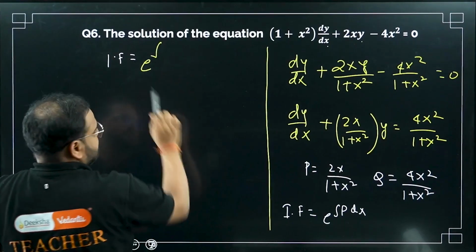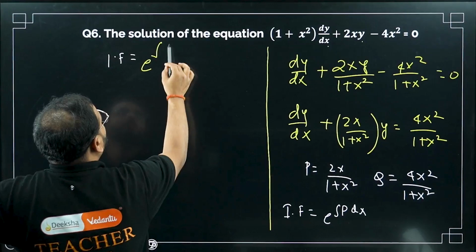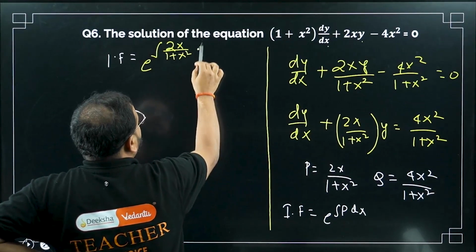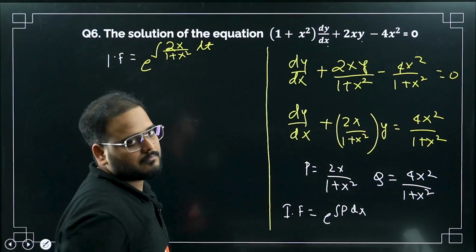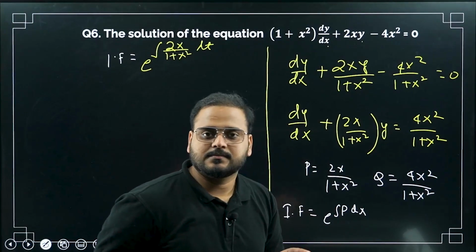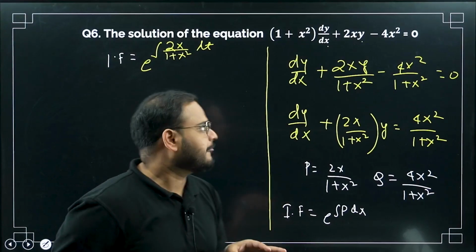Give me some space, sir. I've given it 2x upon 1 plus x square dx, sir. Okay, now I can write that direct answer as log of 1 plus x square as the answer. I know you'll have conflict.